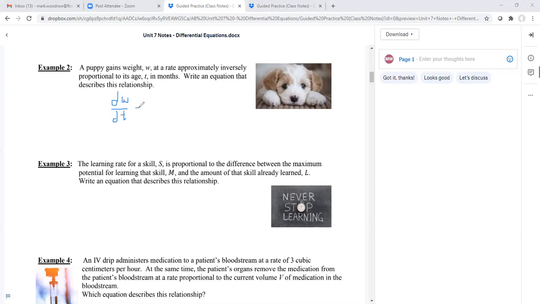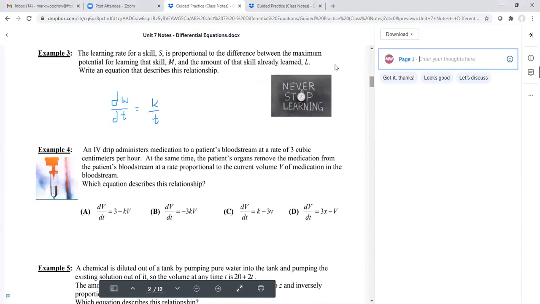So inversely proportional means your k goes on top and your t goes in the bottom. And that would be the solution right there. And this is not going to be on the AP test. This part right here is more of a review. That's why it's going to be short and quick. Okay, coming down here to the next one.